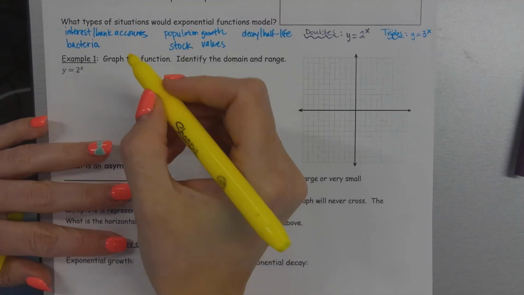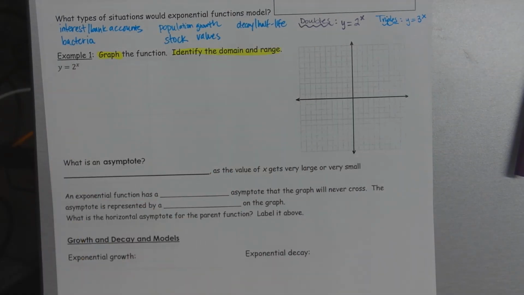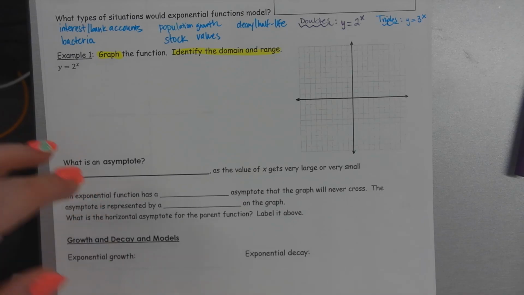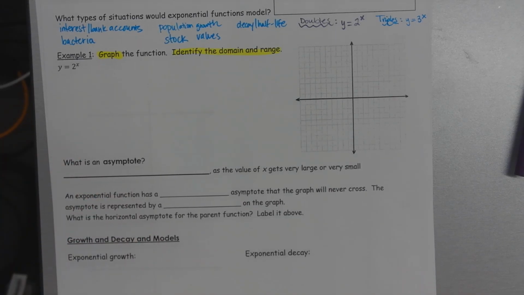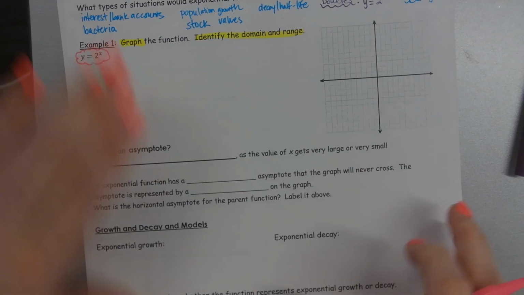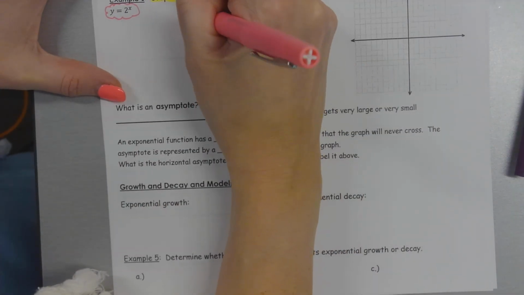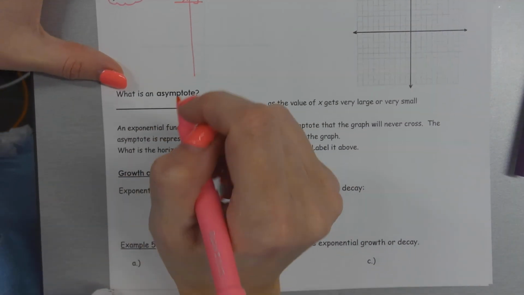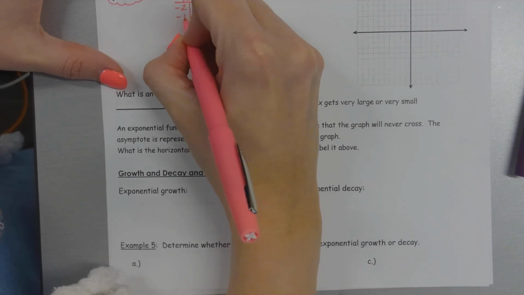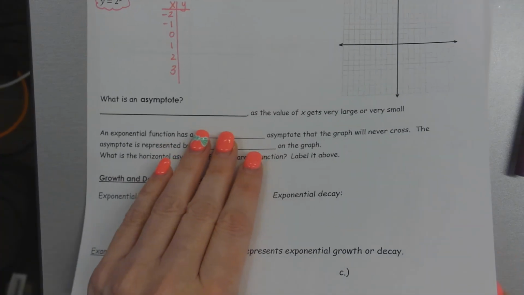All right, and then we are going to graph this given function and then identify the domain and the range. Okay, this first one we're going to do without our calculator, and then as we get into some more complicated examples, we will use our calculator. So we have y equals 2 to the x, okay? We are going to make a table, so you're going to make tables for your graphs.